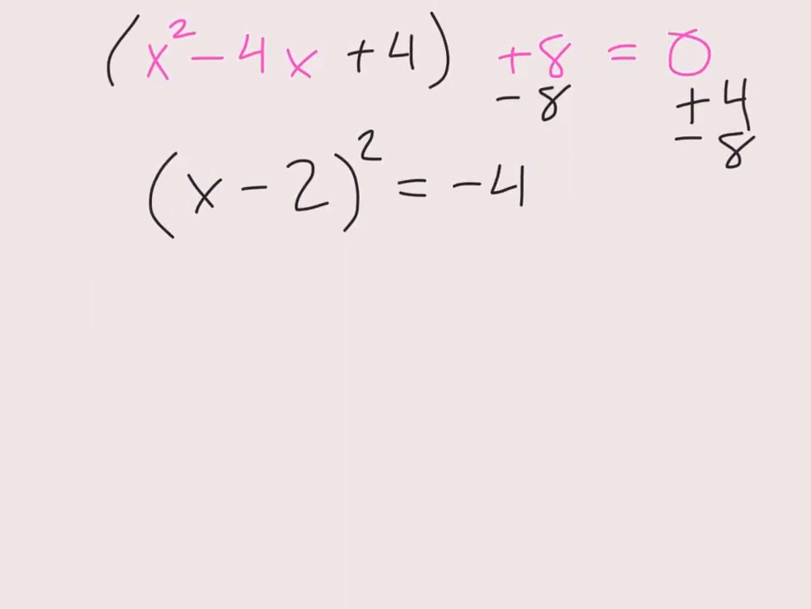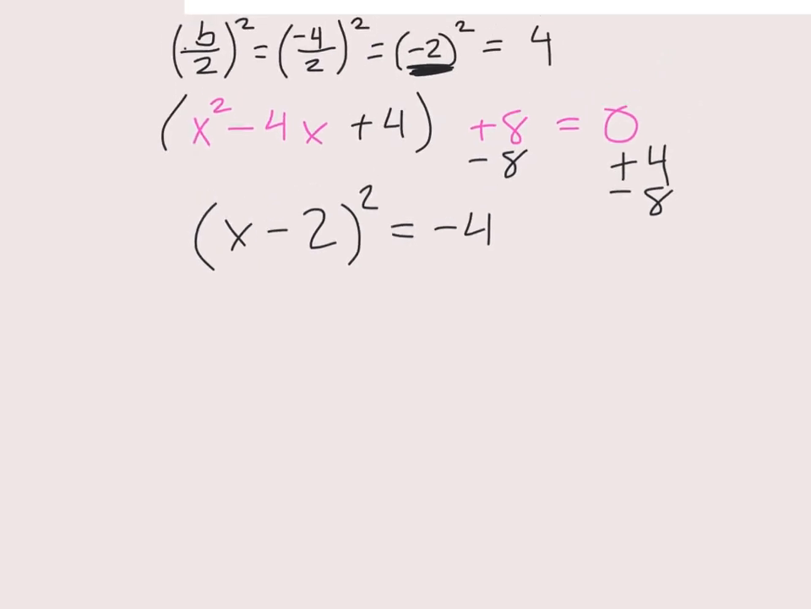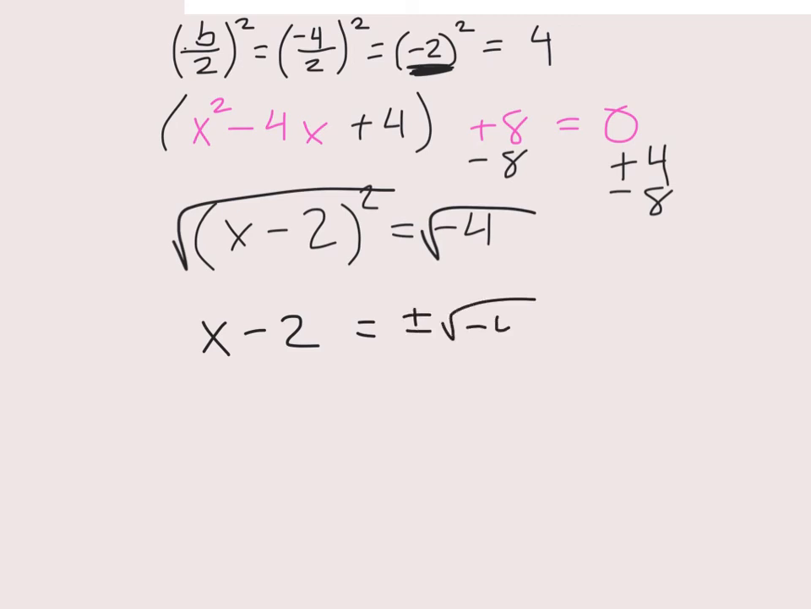What do we do to solve here? Take the square root of both sides. So we have x minus 2 on the left. What do we get on the right? Plus or minus square root of negative 4. Can we simplify the square root of negative 4? We simplify it to 2i. Perfect.